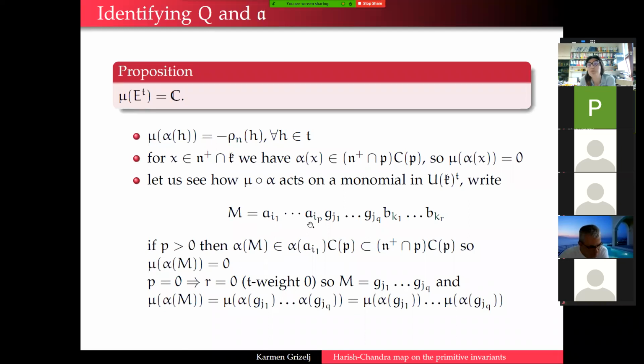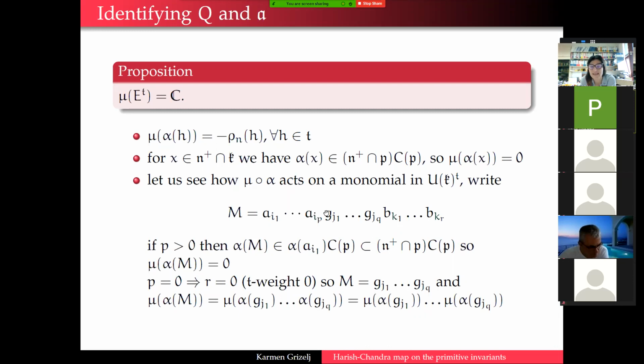these A's appear in the monomial. If they appear, then alpha of that monomial is actually in alpha of this first guy, because there is a first guy, times Clifford algebra of P, which is, by the previous step, inside the kernel of mu. So the whole monomial goes to 0.